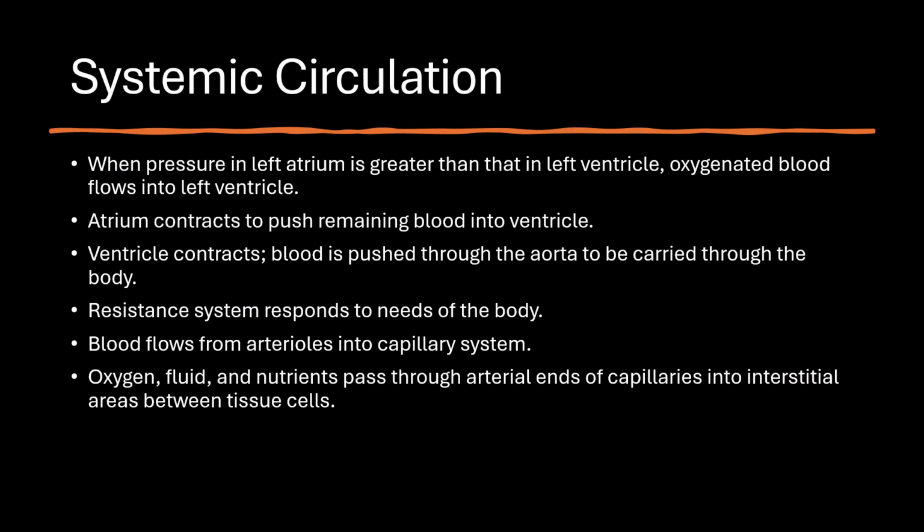In systemic circulation, oxygen-rich blood flows from the left atrium to the left ventricle, then into the aorta. From there, arteries branch into arterioles and capillaries. Oxygen and nutrients diffuse into tissues, and waste moves into the venous system for return to the heart. The systemic system is highly adaptable, adjusting to the body's metabolic needs.